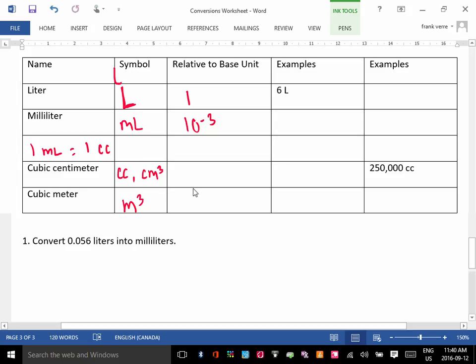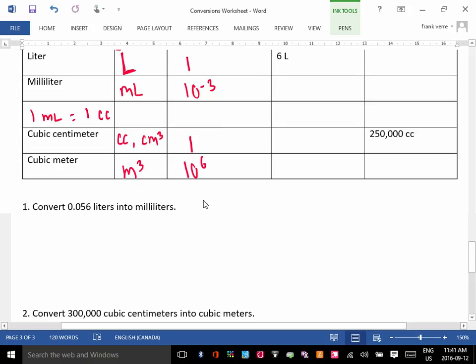If we make the centimeter cubed the base, a meter is how many centimeters? 100. So 100 cubed should be a million. 100 times 100 times 100. So a meter cubed would be 10 to the 6 times bigger than a centimeter cubed.